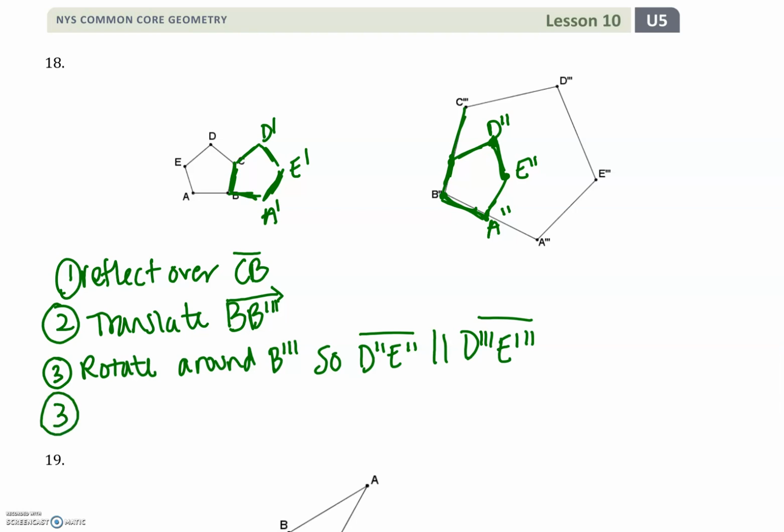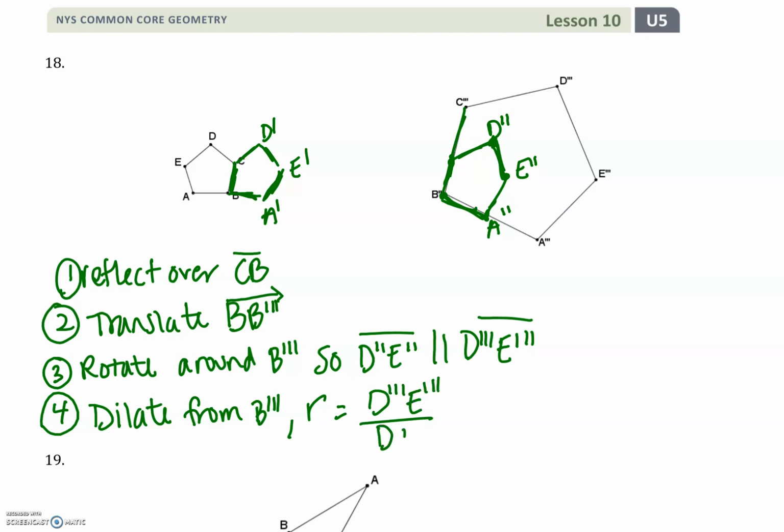And then once I have that in there, I could do my dilation from B triple prime, using the scale factor, and then just do a final image, like for example, pick a side D triple prime, E triple prime, and put it over its original one, DE.